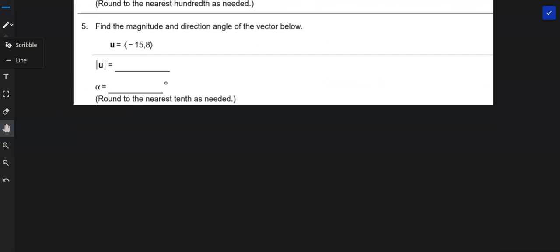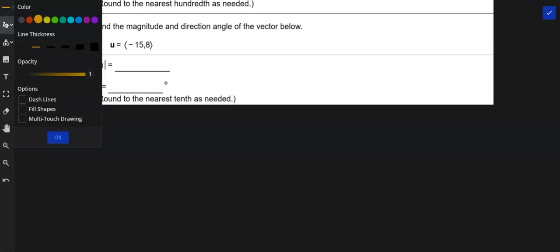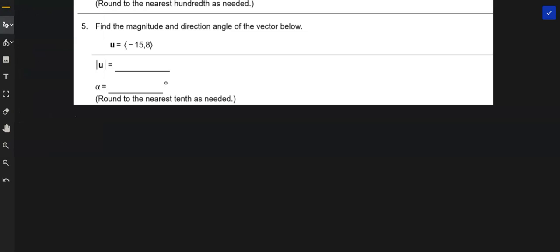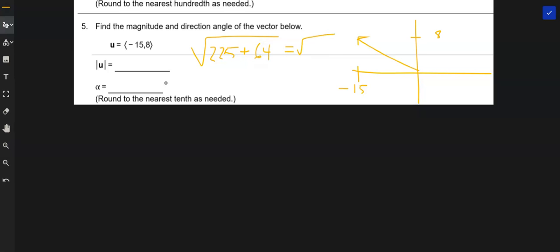Okay. Question 5. Find the magnitude. I'll do the magnitude. You work on the direction. But everybody in the room should probably grab the doggone thing first. So negative 15, 8. So something like this. So I'll work on the magnitude. You work on the direction. Magnitude should be easy for you. Oh yeah. 225 plus 64. So square root of 289 is 17.